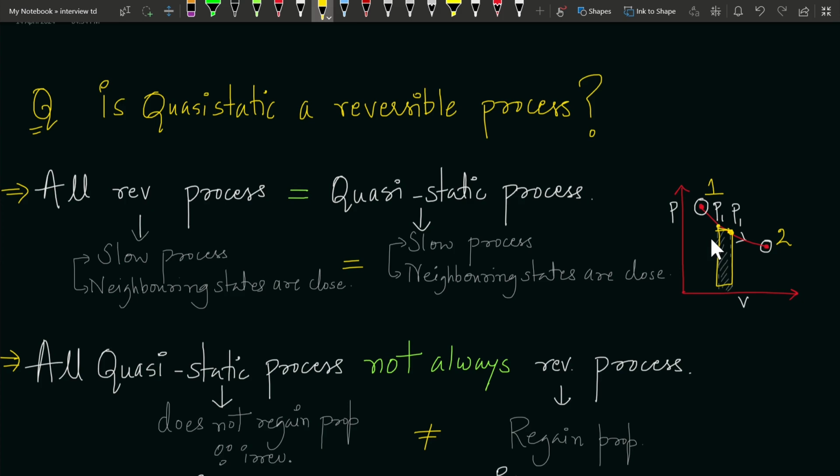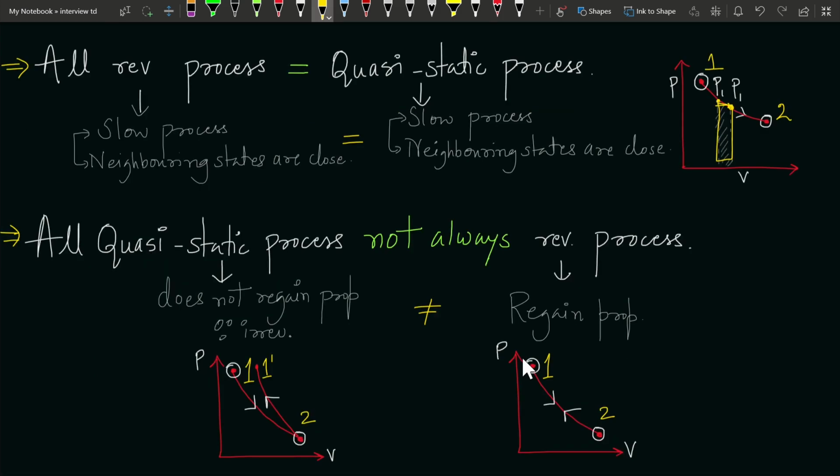And when it is slow, we can also name it a quasi-static process, because a quasi-static process is also a slow process in which neighboring states are in equilibrium with each other. Next, this question that we have just asked: is quasi-static a reversible process?